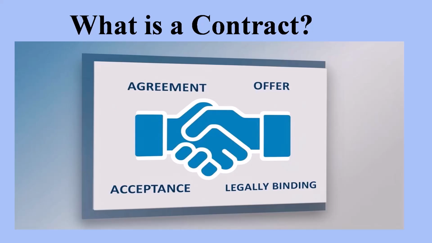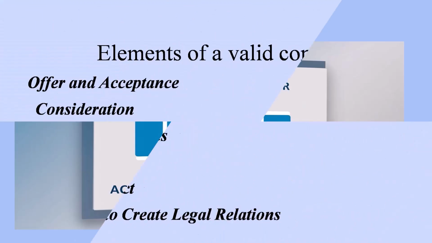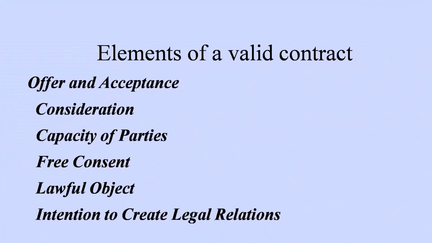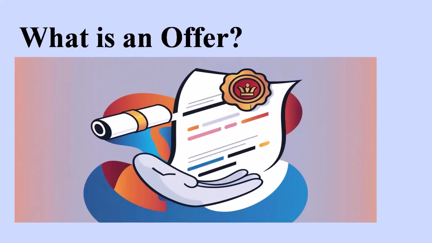enforce. The key elements of a valid contract are offer and acceptance, consideration, capacity of the parties, free consent, lawful object, and intention to create legal relations. Without these, an agreement is not enforceable as a contract. Now, let's begin with the first element of a valid contract, that is offer.